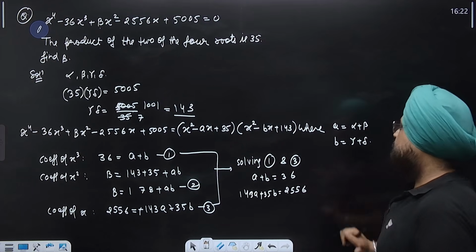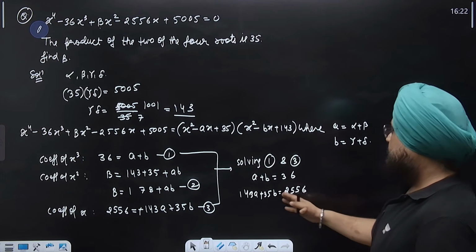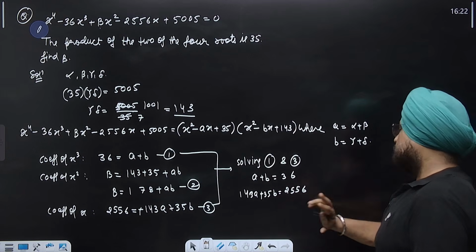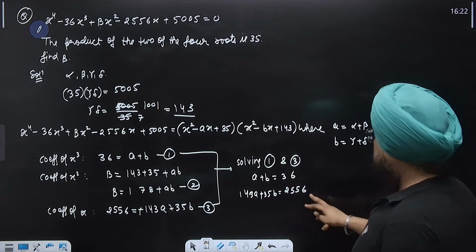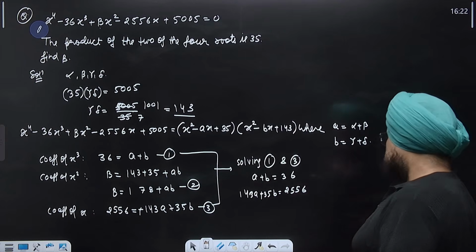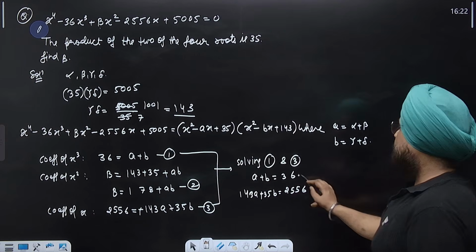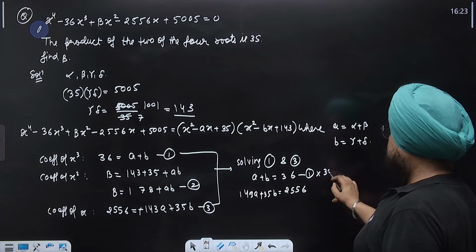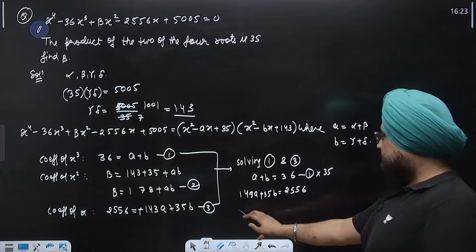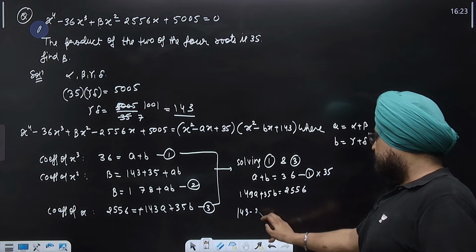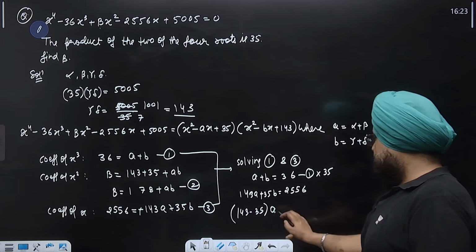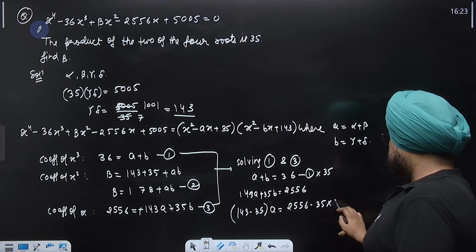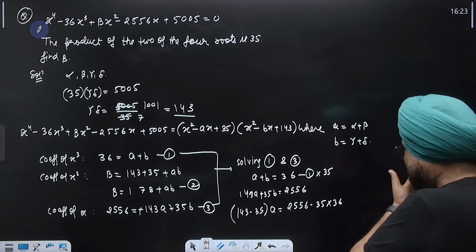Solve. The factors are 11 and 13. 7 and 5 are prime factors. We will have to multiply this equation by 35 and subtract. So 143 minus 35a is equal to 2556 minus 35 into 36.